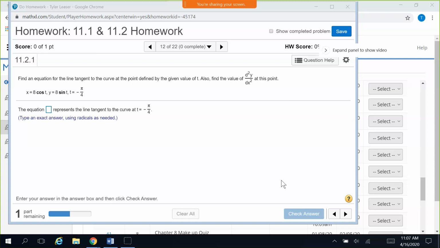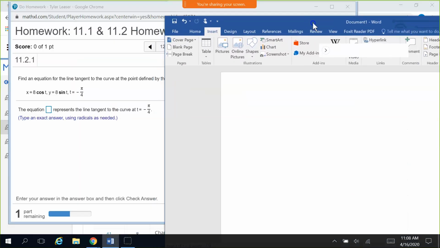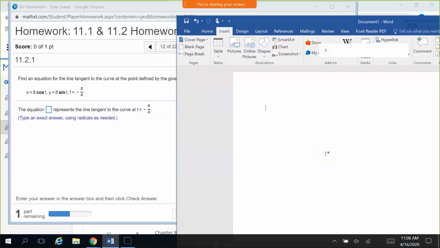I can. All right, number 12 here. Find an equation for the line tangent to the curve at the point defined by the given value. Also find the second derivative. Whenever you're doing derivatives to find these slopes, it's just that formula.